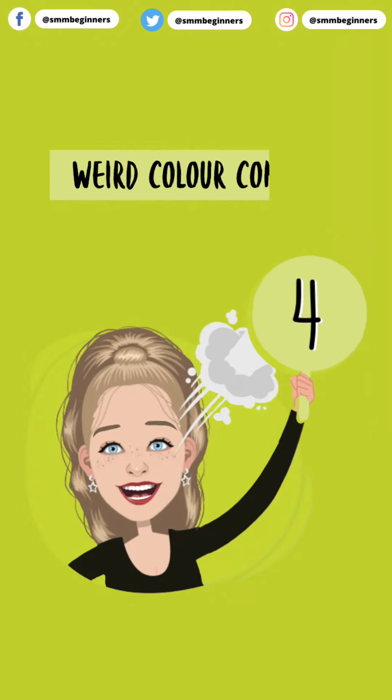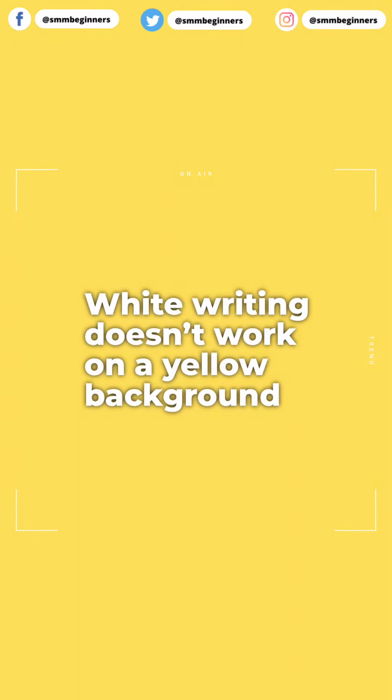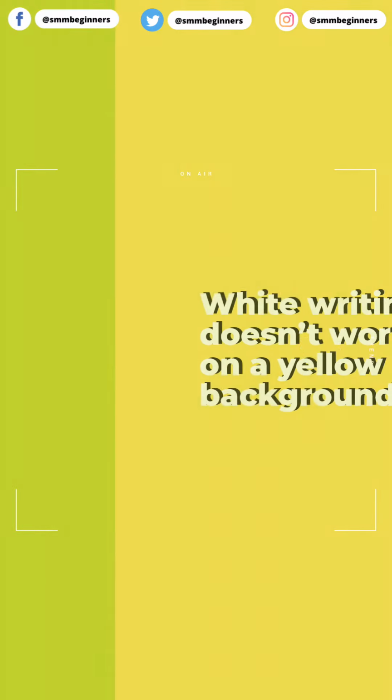Number 4. Your color combos are weird. Do you want to know something that I've learned the hard way? White writing doesn't work on a yellow background. There isn't enough contrast between the white and the yellow, so the text is actually really difficult to read. This is something you'll need to take into consideration when creating any type of Instagram content, but definitely with carousel posts. The idea is that someone will swipe through all of the slides in the carousel, and they're not going to do that when they can barely see the text on the screen.